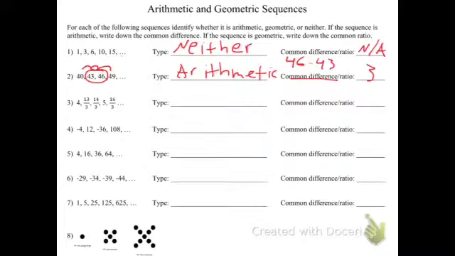The next one here, I notice it's got 4, and then 13 thirds, 14 thirds, 5, 16 thirds. Well, something I know about 4 with the denominator 3 is that it's 12 thirds, and 5 with the denominator 3 is 15 thirds. So it's looking like I'm adding 1 to the top of my fraction every time. So if I want to add 1 to the top of a fraction that has a 3 on the bottom, I need to add 1/3. So it's adding 1/3 each time, which is arithmetic because you're adding the same amount each time.